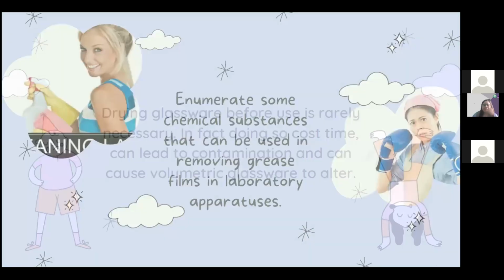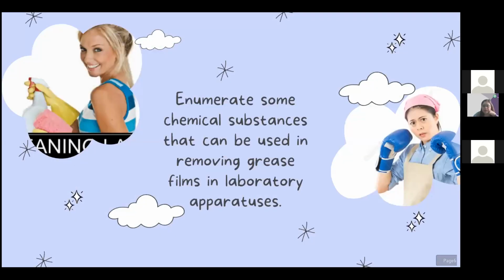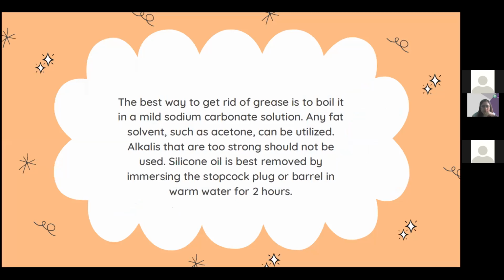So third, number three. Enumerate some chemical substances that can be used in removing grease films in laboratory apparatuses. The best way to get rid of grease is to boil it in a mild sodium carbonate solution. Any fat solvent, such as acetone, can be utilized.